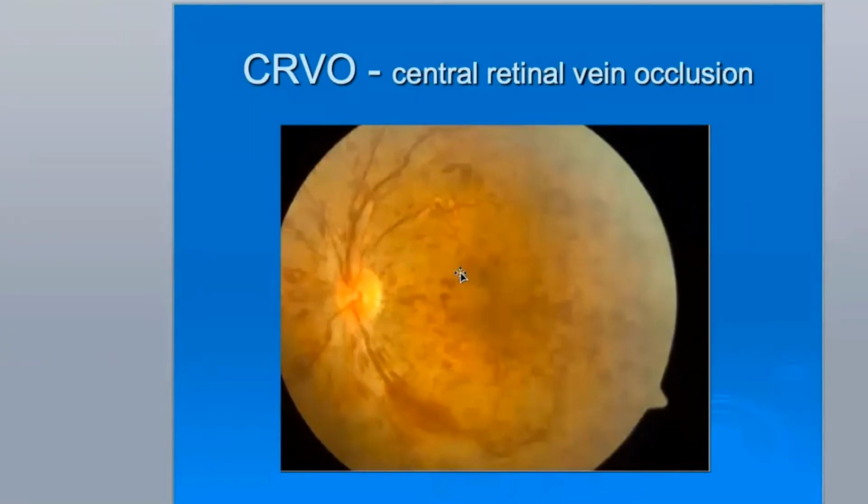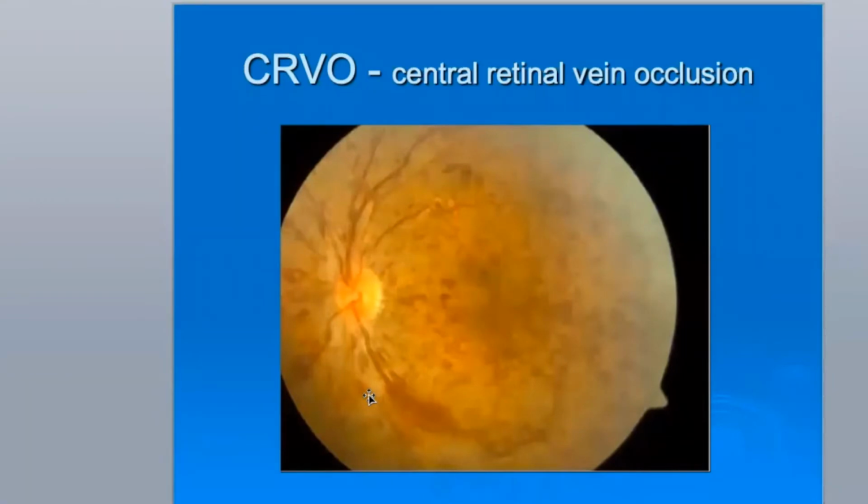Can it be diabetic retinopathy? No, because of so many flame-shaped hemorrhages. Diabetic retinopathy usually has a lot of dot blot hemorrhages. The shape of the hemorrhages will determine what kind of disease you're dealing with, because the management is different.